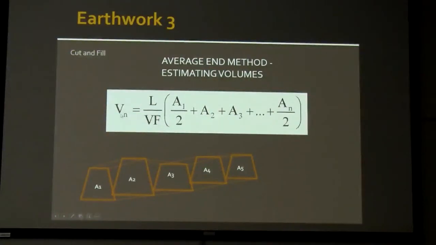Again, just to reiterate, the volume is going to be the length between A1 and A2, or A2 and A3. These L's have to be exactly the same in order to use this formula. So it's L times A1 over 2 plus A2 plus A3 plus A4, and in this case plus A5 over 2, divided by 27 cubic feet per cubic yard to give us bank cubic yards. Again, bank cubic yards is the volume of the soil in situ in the ground before we take it out, before it's removed.